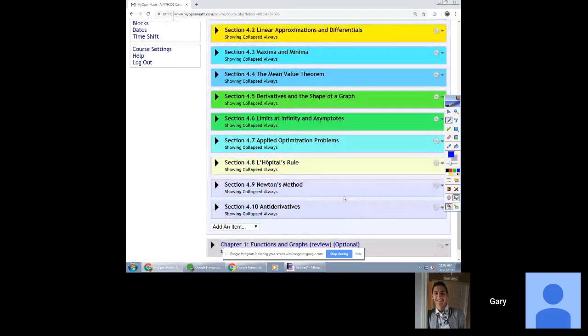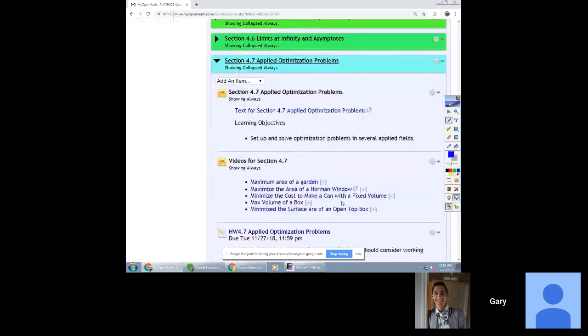So we are almost done. This is the second to the last week of class, then final exams. We're looking at optimization problems.